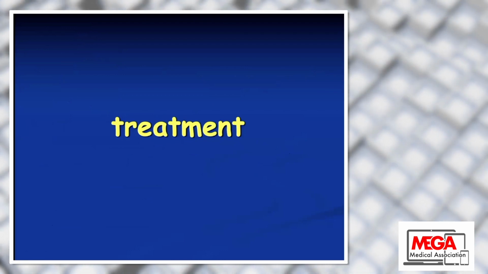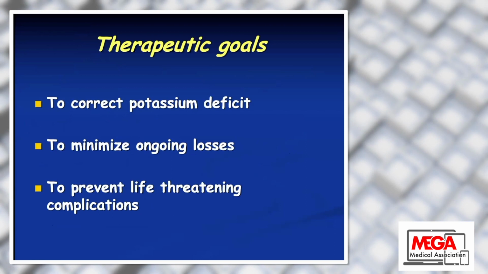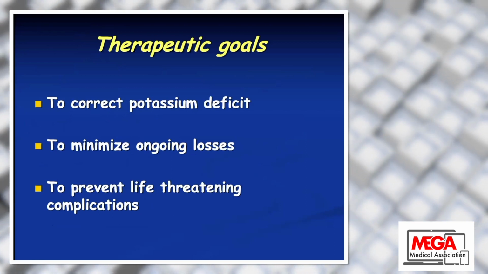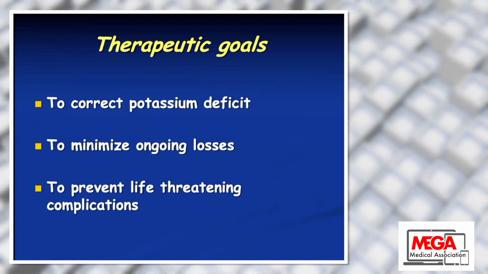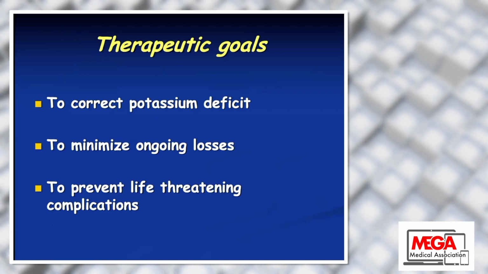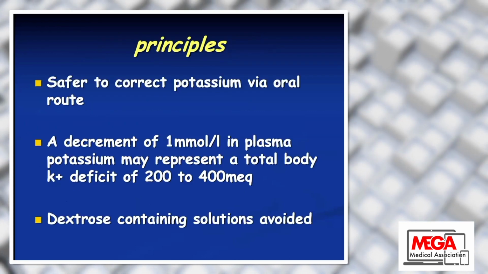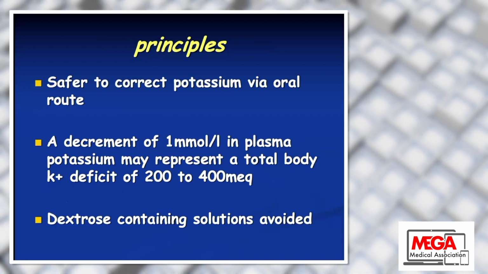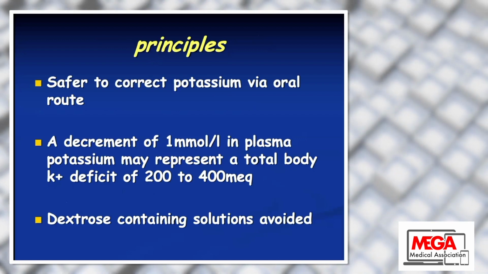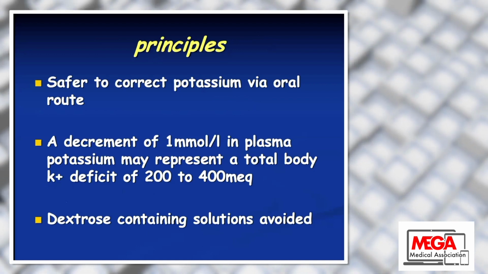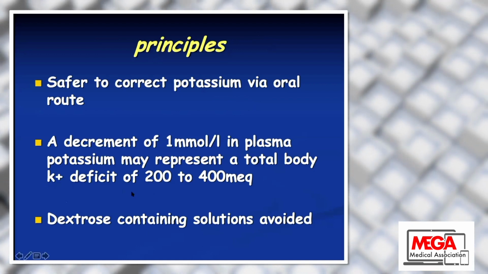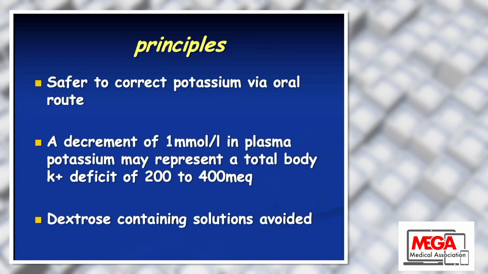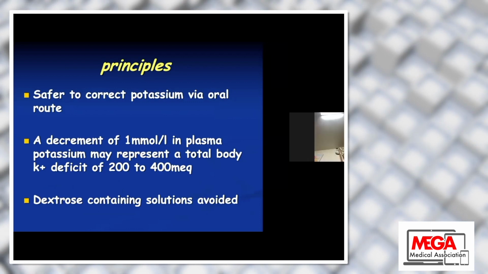Treatment of hypokalemia. First, to correct the potassium deficit and to minimize ongoing losses. Also, prevent the life-threatening complications. The principle here is to use oral potassium because it is safer than intravenous potassium. But take into consideration there is no definite equation to correct hypokalemia, because potassium is mainly intracellular.